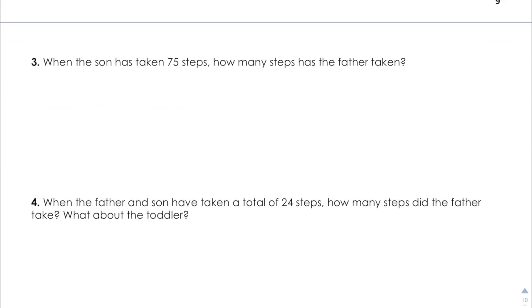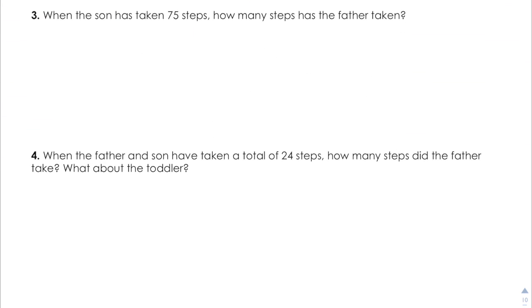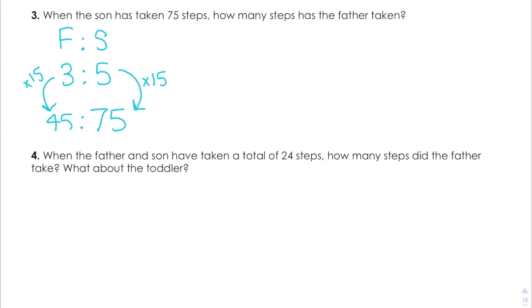All right, let's look at number 3. When the son takes 75 steps, how many steps has the father taken? So we got to start with our original ratio. Father to son was 3 to 5. And it looks like we're looking at the son taking 75 steps. So we got to make sure we're doing that on the son side. So if I multiply 5 times 15, I get 75. So I therefore must multiply 3 by 15 to get the number of steps the father took. 3 times 15 is 45.